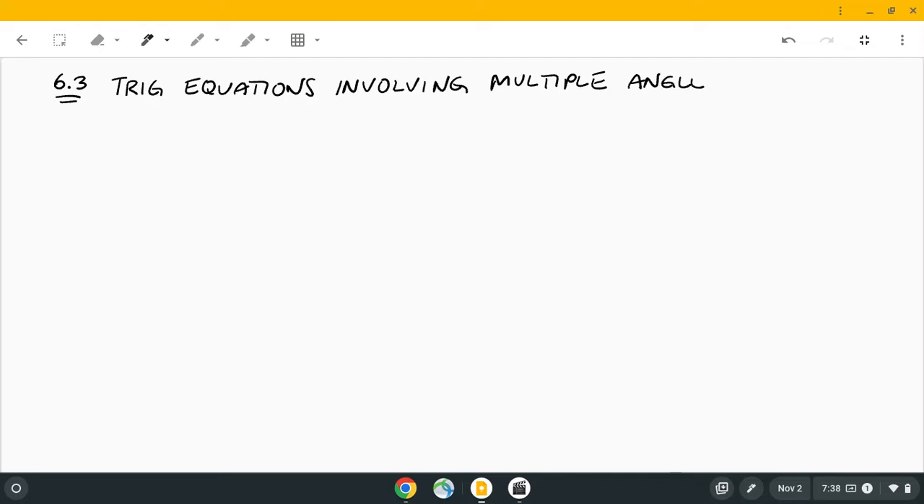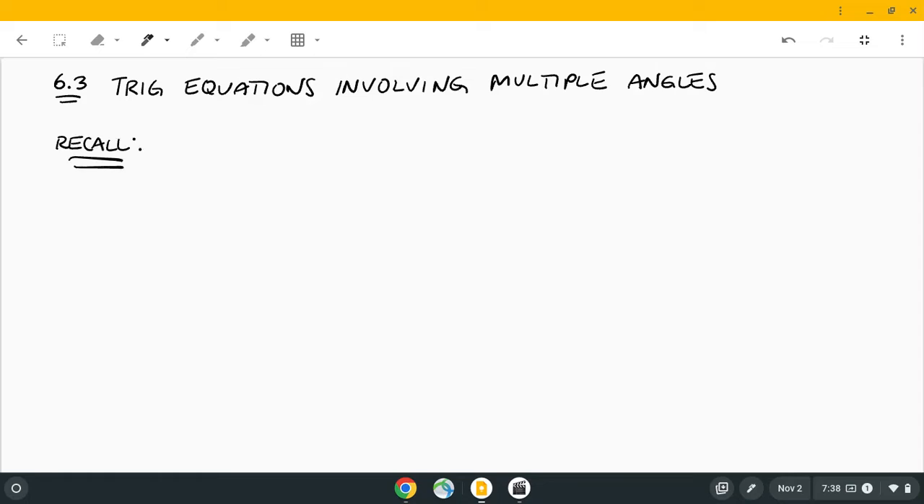All right, 6.3 trig equations involving multiple angles. Okay, so let's just recall what I was just saying at the very beginning here.